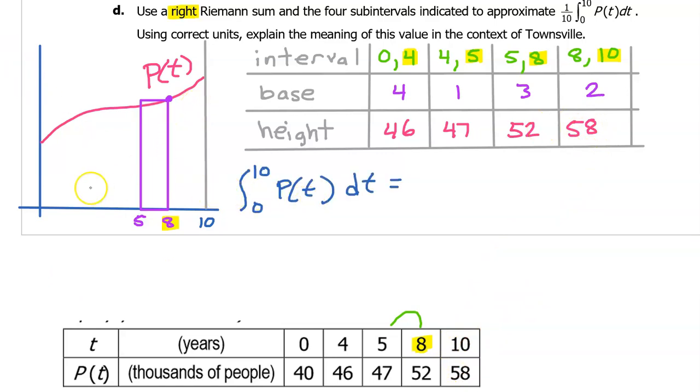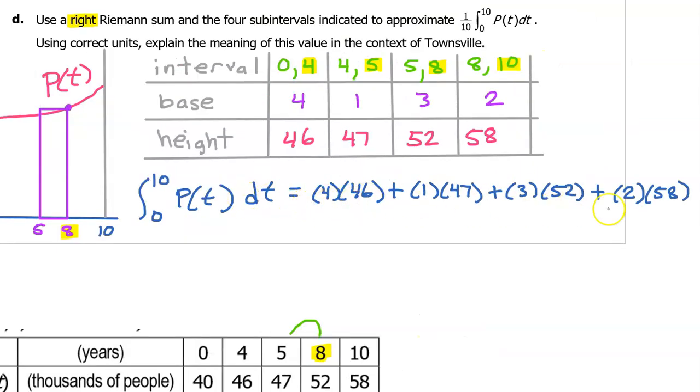We will estimate the area under the curve between 0 and 10. In other words, we will estimate the value of the integral of P of t from 0 to 10 by adding the areas of these four rectangles. We know that the area of a rectangle is base times height. So for the first rectangle, that would be 4 times 46. And then plus, for the second rectangle, 1 times 47, and so on. So this expression will estimate the value of this integral.